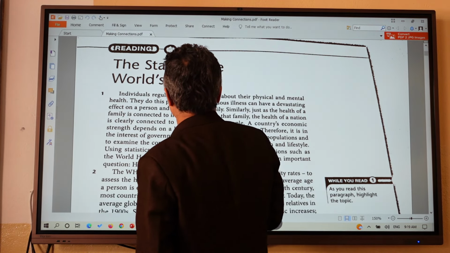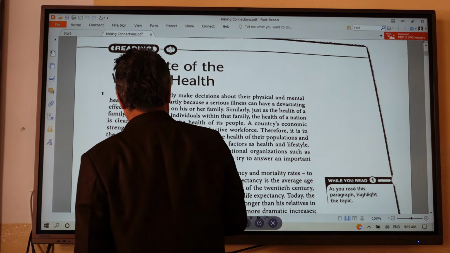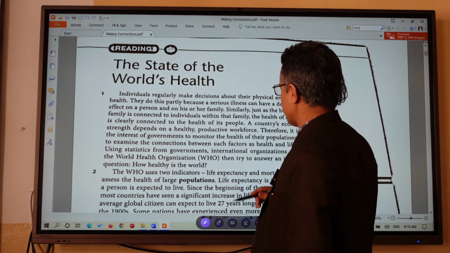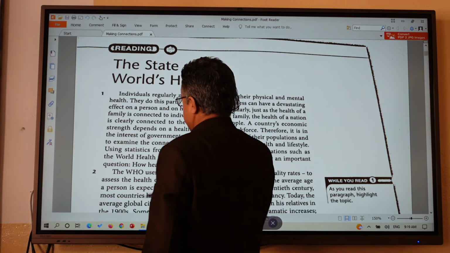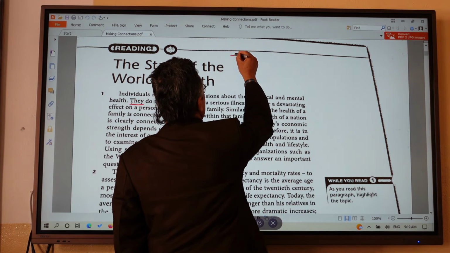They do this partly because a serious illness can have a devastating effect on a person and on his or her family. Now look, now come to the second sentence. The second sentence starts with "they." Let's write it here.